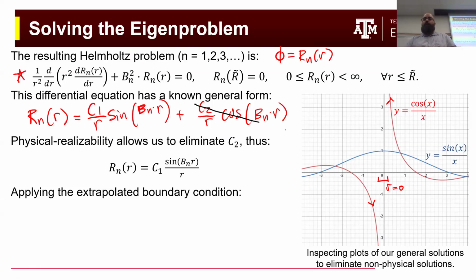I could basically just make the argument that C2 has to be 0 so that I don't have this part of my solution influencing what my flux does, because otherwise I could have my flux blowing up to infinity at 0. So because of physical realizability, I can eliminate the cosine part of my solution. And that means that my answer is just going to look like this sine function divided by r with a constant up front. So now I just need to find what my Bn is, which is going to be the next step.